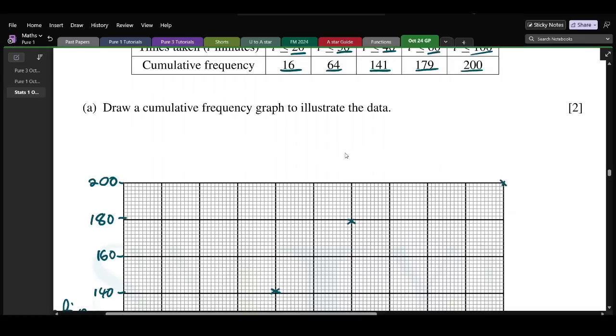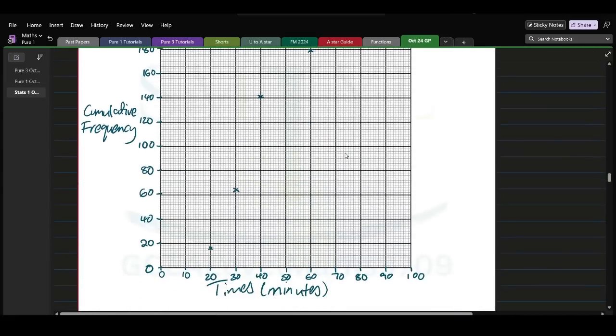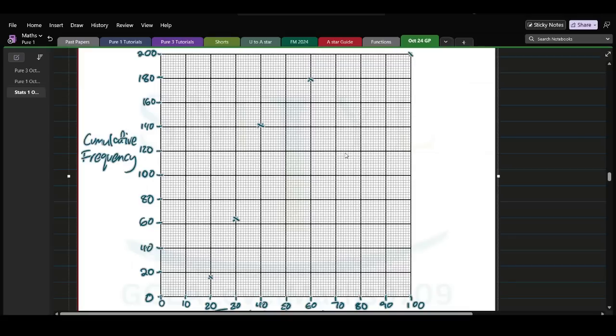Alright, so now we simply have to join the points and form an S-shaped curve. So let's see if we can do that. We're starting from 0, 0, and then something like this.